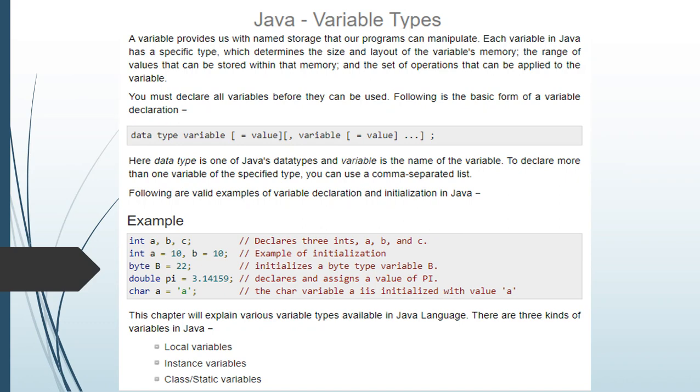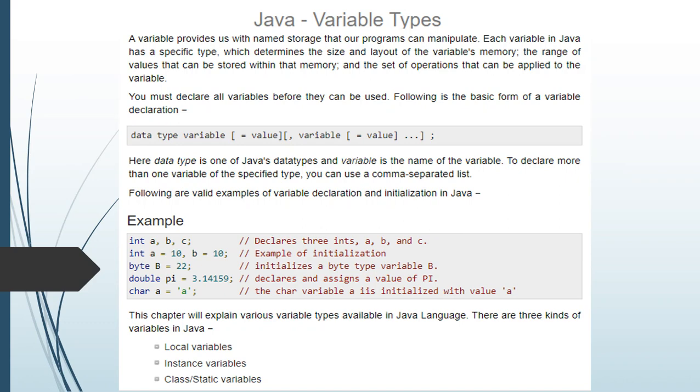Following is the basic form of a variable declaration. Here data type is one of Java's data types, and variable is the name of the variable. To declare more than one variable of the specified type, you can use a comma-separated list. Following are valid examples of variable declaration and initialization in Java. Please see example below. This chapter will explain various variable types available in Java language.